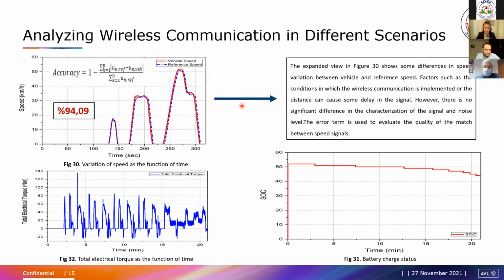When we implemented this system, the red line shows the vehicle speed that we received wirelessly, and the blue line shows the reference speed that we received by using cables. When we compare the system with the older system, our accuracy is 94.09%, which says that the sensor characteristic is quite the same, but there are some delays or noise in the signal, which is also acceptable for us. You can also see the SOC level of the vehicle during the test, and the electrical torque of the e-machine during the test.